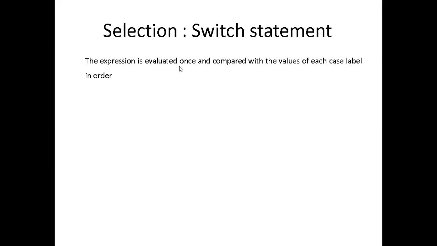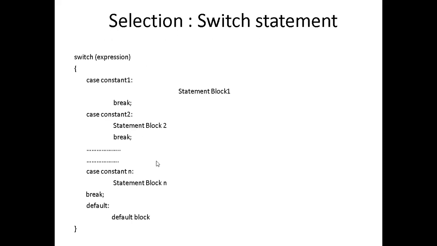The expression is evaluated once and compared with the values of each case label in order. So the expression available with the switch is evaluated first, and the value returned by this expression is compared with the labels. So constant 1, constant 2 are all labels associated with the cases, and the value is compared with the constant labels. So the expression is evaluated once and compared with the values of each case label in order.